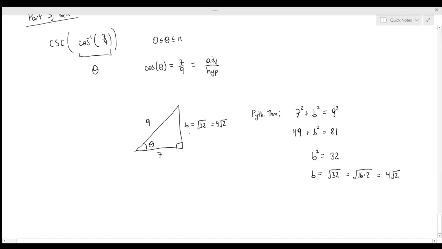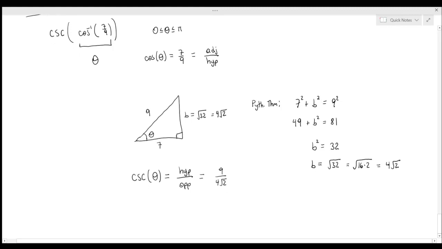Okay. All right, but I figured out the length of this remaining edge. So now what I want is, what would the cosecant of this angle theta be? Well, cosecant is the reciprocal of sine. And I know that sine is opposite over hypotenuse. So the reciprocal would be hypotenuse over the opposite. Okay. So just using my right triangle, I know the hypotenuse is 9, and the opposite is going to be, I'll use 4 root 2. Okay. So then this would give me the value of the cosecant of this angle theta.